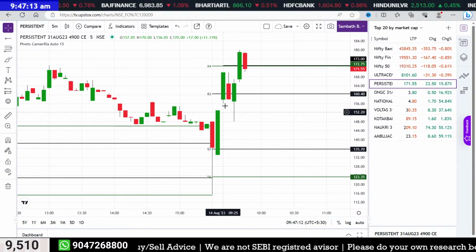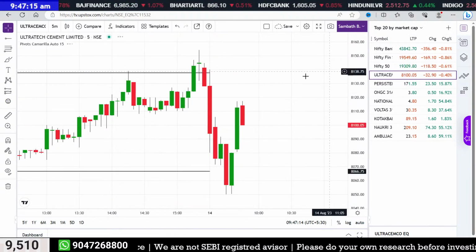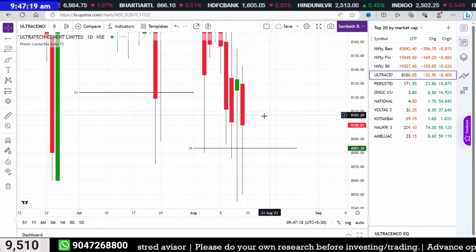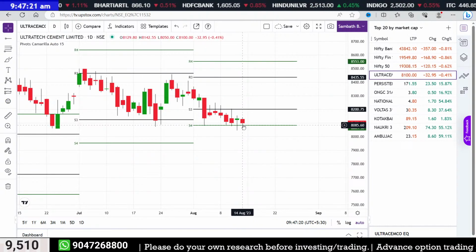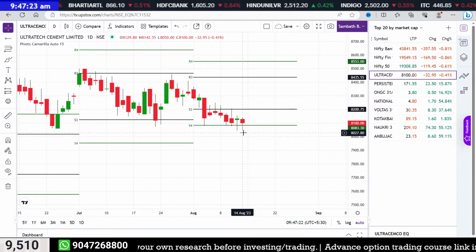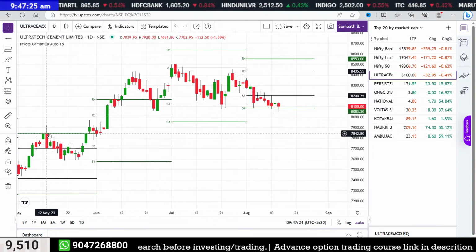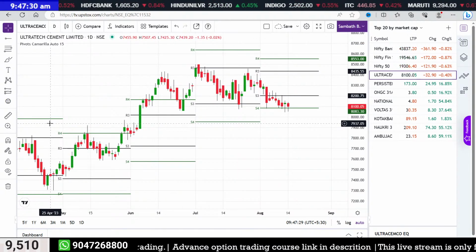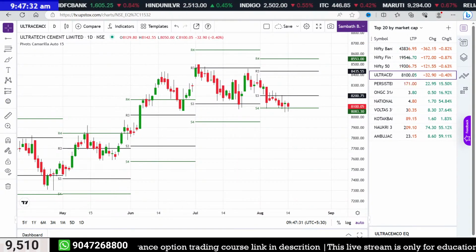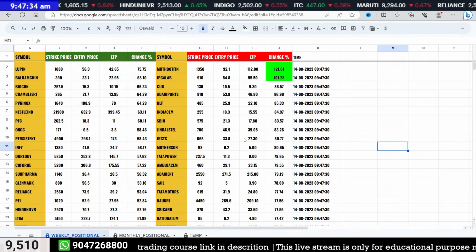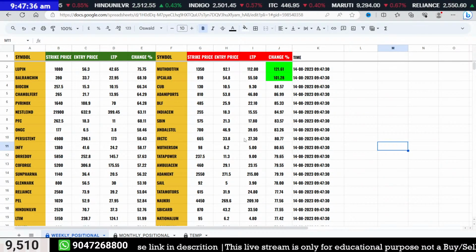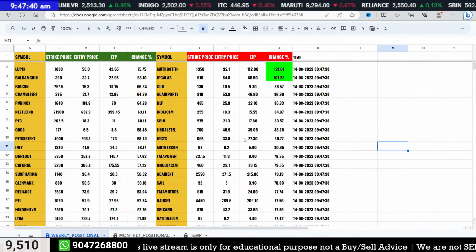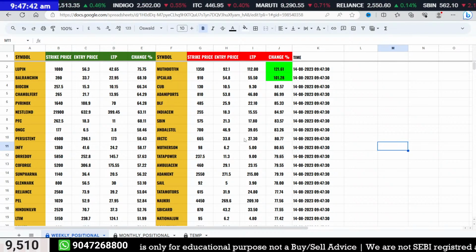Is there any chance? What's happening on Ultratech? It formed a hammer candle on the daily time frame. That's why I added this. Yeah, still it is on the lower level. We should wait for it. Now the first and perfect update about the sheets, so maybe we don't miss even.